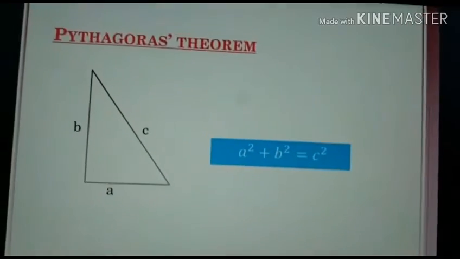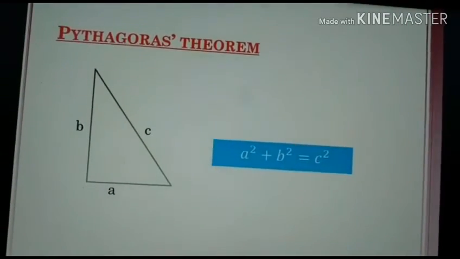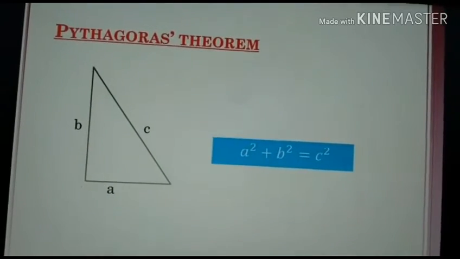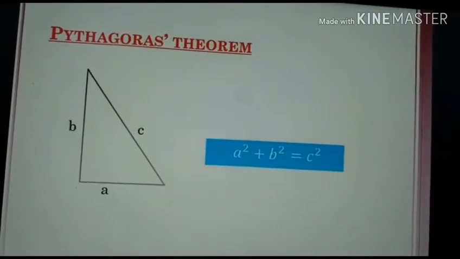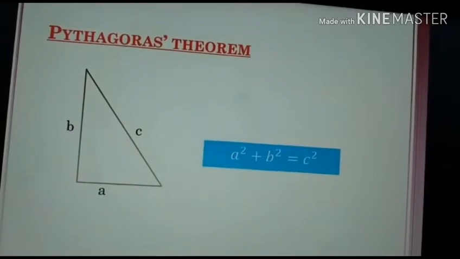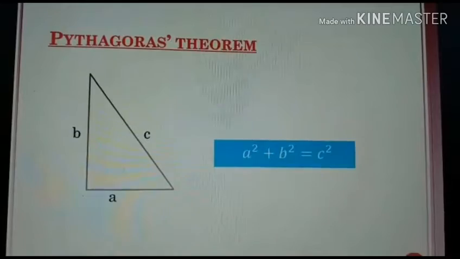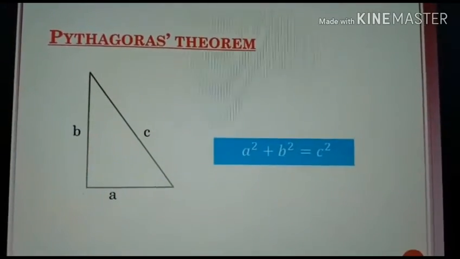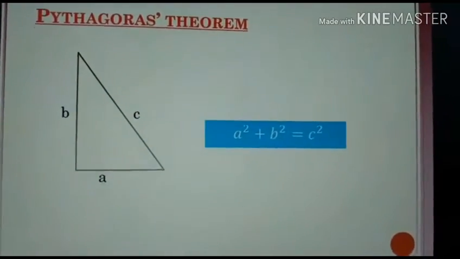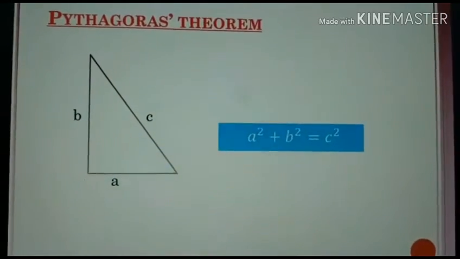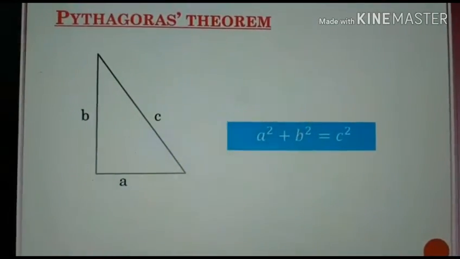Here you can see a right angle triangle marked as A, B and C. Here the hypotenuse is C and the sides are A and B. So Pythagoras theorem states that C square equals A square plus B square. Now we are going to solve some questions using Pythagoras theorem.